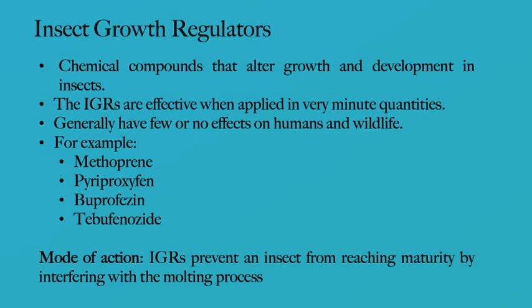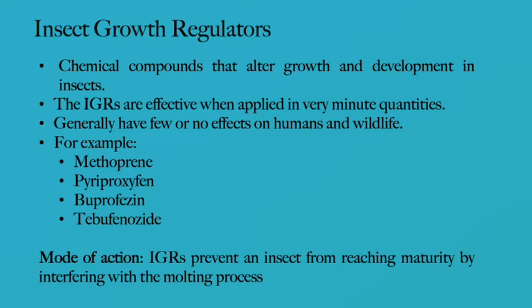Insect growth regulators, which are often called IGRs, are chemical compounds that alter growth and development in insects. The IGRs disrupt insect growth and development in three ways: as juvenile hormones, as procosines, and as chitin synthesis inhibitors. The IGRs are effective when applied in very minute quantities and generally have few or no effects on humans and wildlife. They are, however, non-specific since they affect not only the target species, but other arthropods as well.